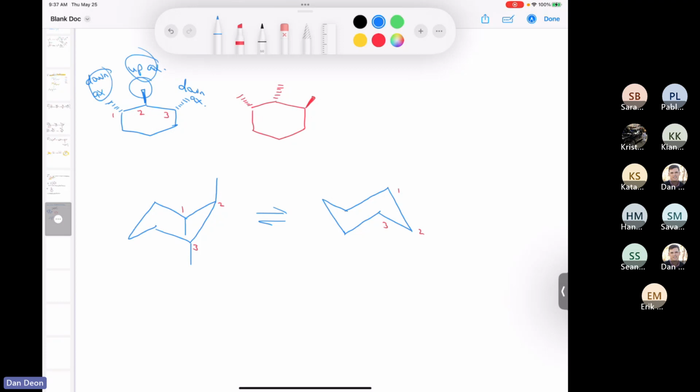So there we go. So now if we flip the ring, everything is axial in this one. So now it's going to be down and equatorial. This one's going to be up and equatorial. And this one is going to be going down and equatorial. So if I call this one A and I call this one B, which one is more stable? And it's not a trick. Yeah, definitely this guy, right? Okay. Everything is equatorial. All substituents equatorial.